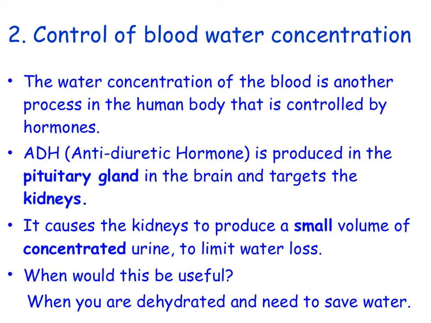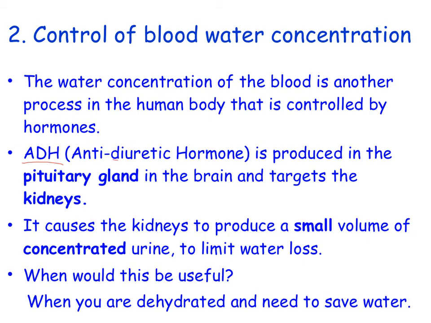So, blood glucose concentration is one type of control of a substance in your body. The other one that we're going to have a look at is the control of blood water concentration, the water concentration in your bloodstream. It's controlled by hormones, and it's controlled by this one here called ADH. Now that's short for antidiuretic hormone.